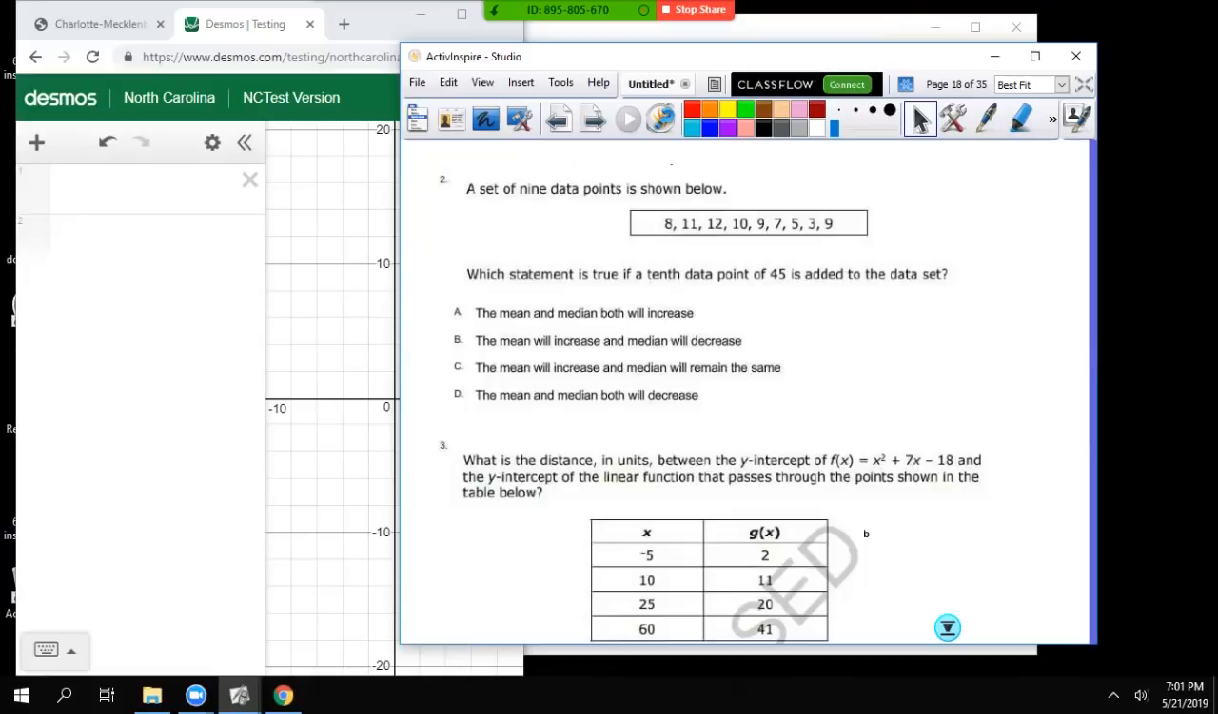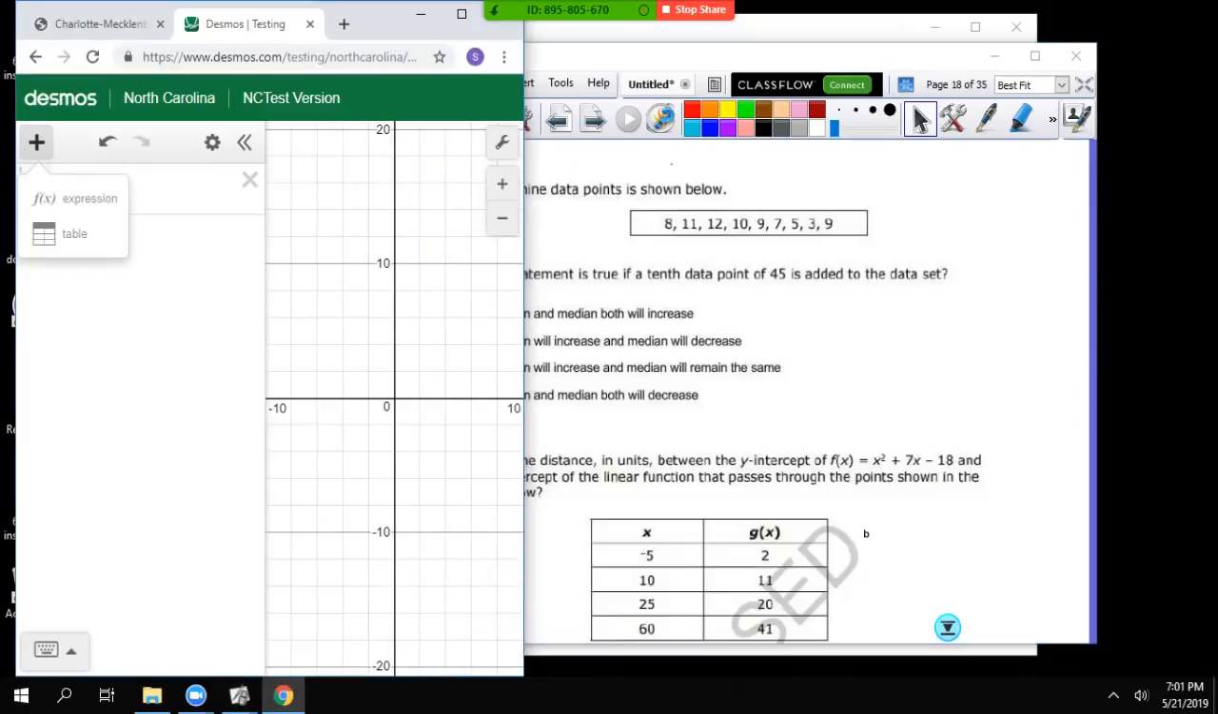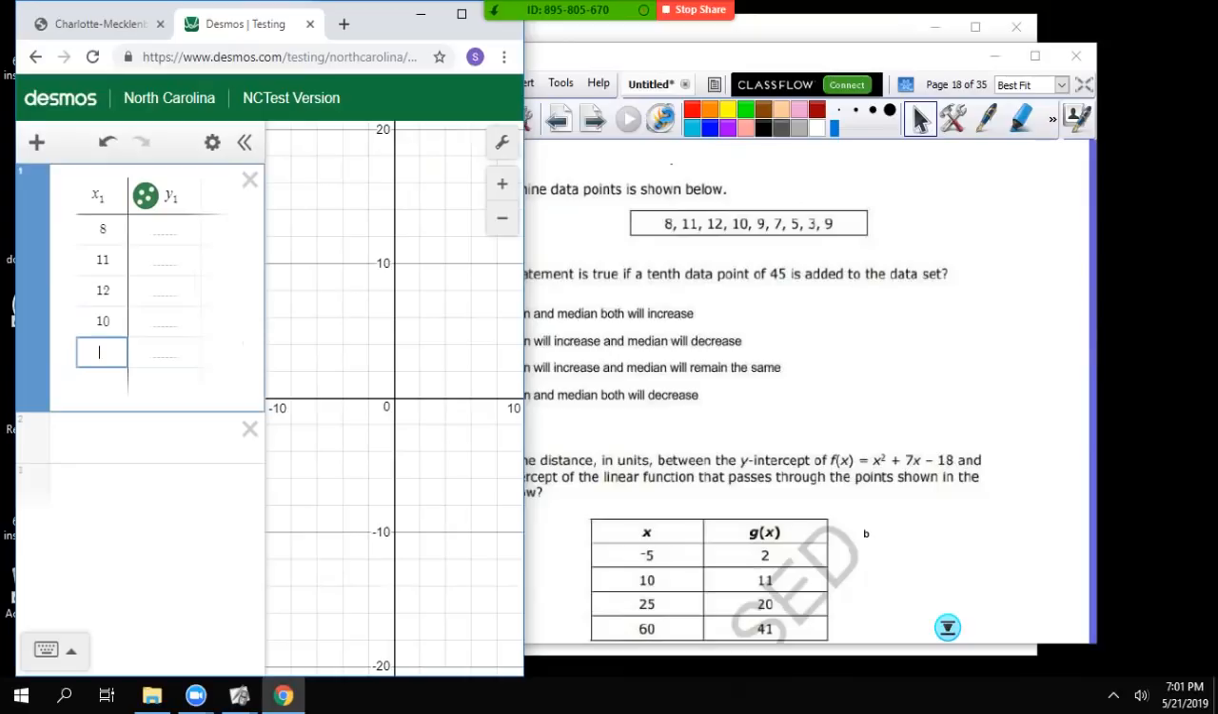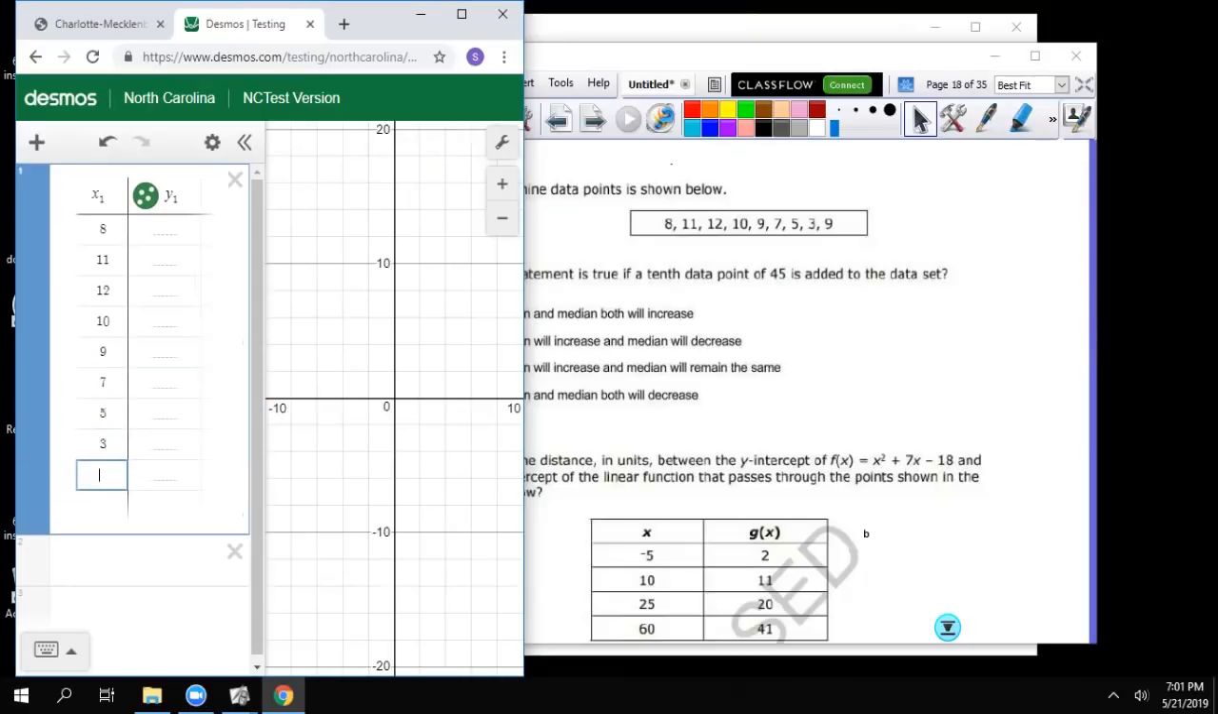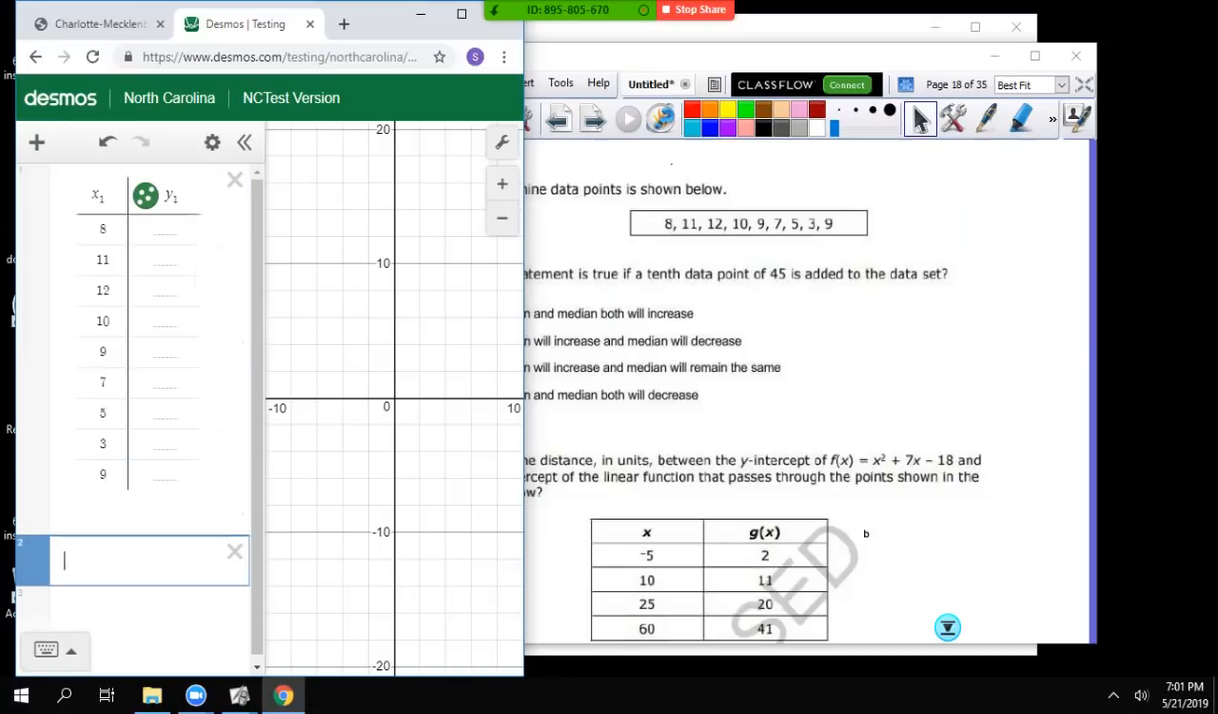Well, since we're talking about mean and median, of course I'll have my Desmos open, the NC test version. I'm simply going to click plus to create a table of my values. Notice I'm only going to put my values in X1. So I'm going to go ahead and do that. 8, 11, 12, 10, 9, 7, 5, 3, and 9. All right, so here are my data sets.